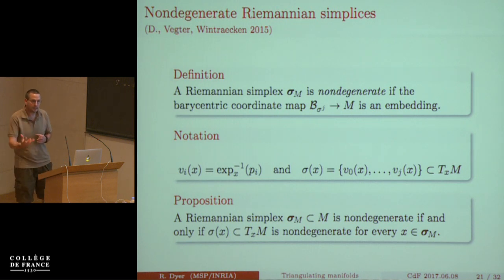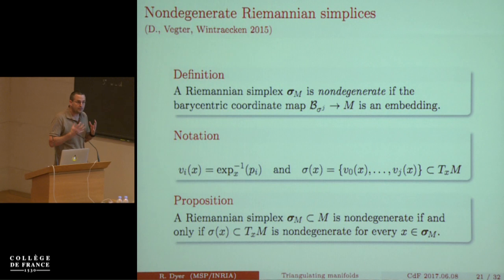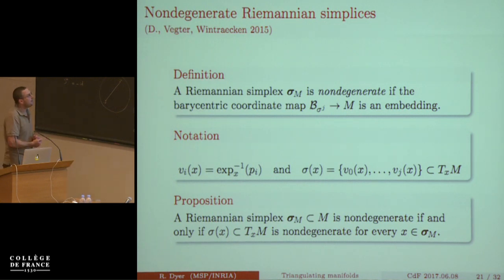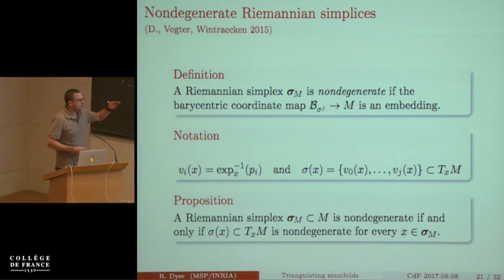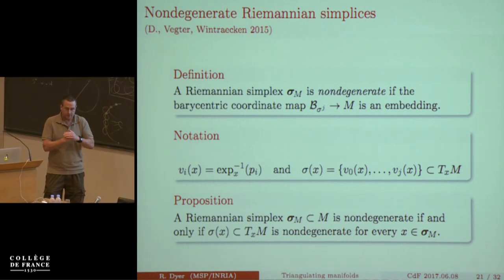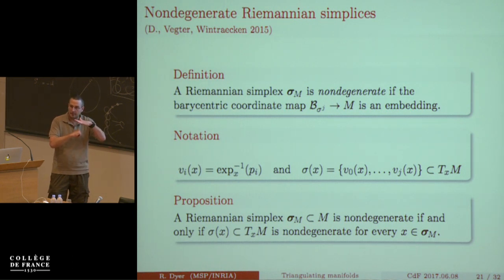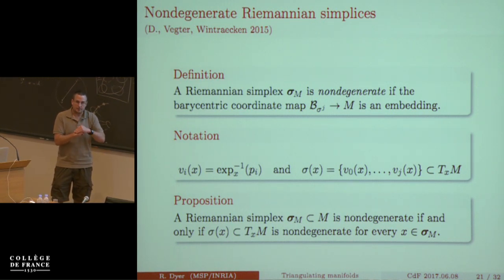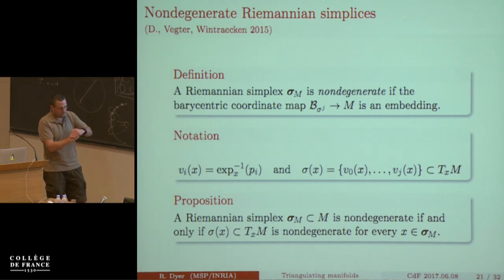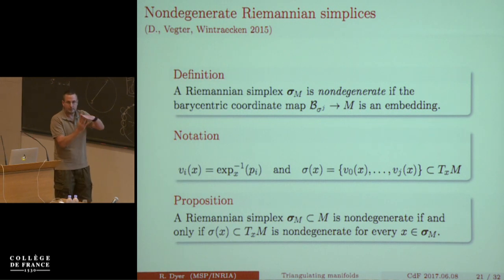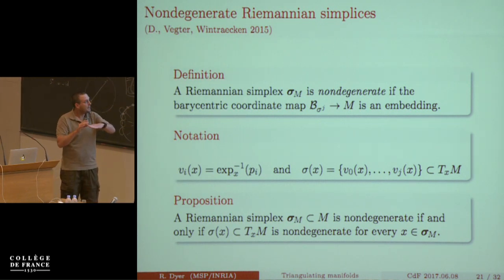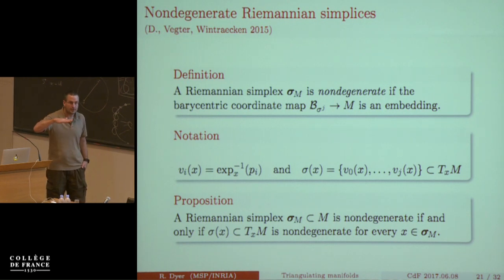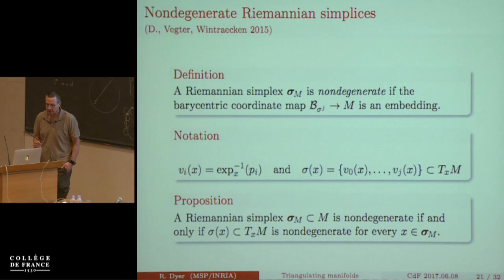But what we're ultimately interested in is getting to a homeomorphism. The first step, I need that this map embeds my simplex. I need that this is a diffeomorphism. And so we have this nice characterization. On a Riemannian manifold, there's this natural exponential map from the tangent space to the manifold. If you like, it's like a natural coordinate chart. If you lift your points up by the exponential map, you get points in Euclidean space. If you do that for any point in your Riemannian simplex and you get a non-degenerate simplex, then this Riemannian simplex will be non-degenerate.